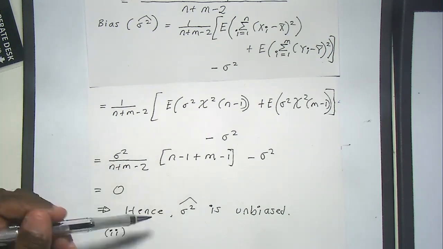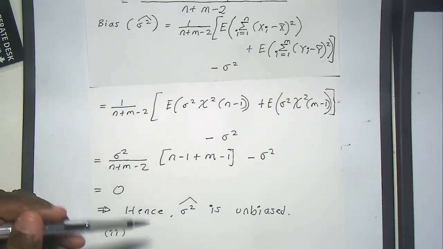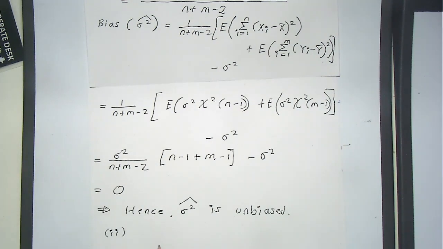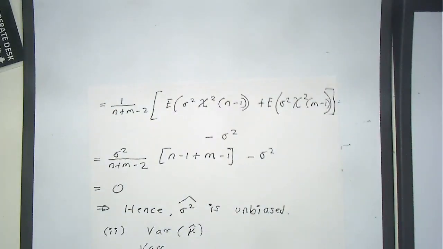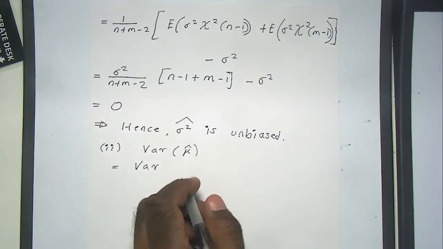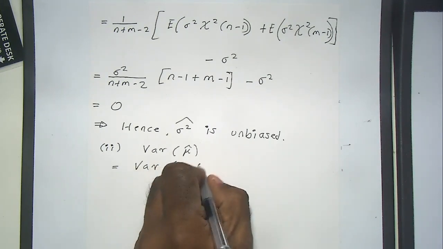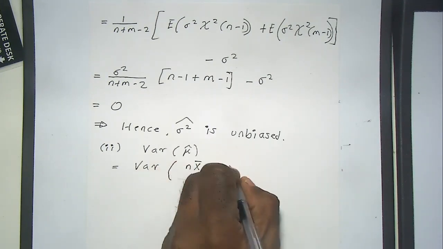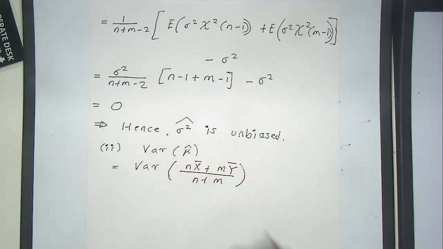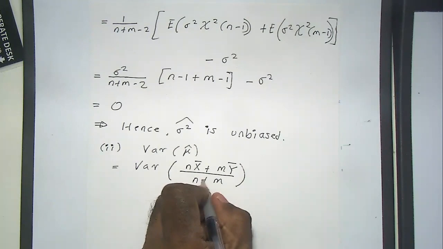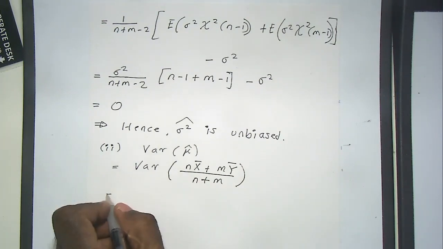Is this all clear, by the way? Yeah? Are you sure with this? Okay, now to do part 2, we want to find the variance of mu hat, which is the variance of, sorry, let me pull this out. Variance of this, yeah?